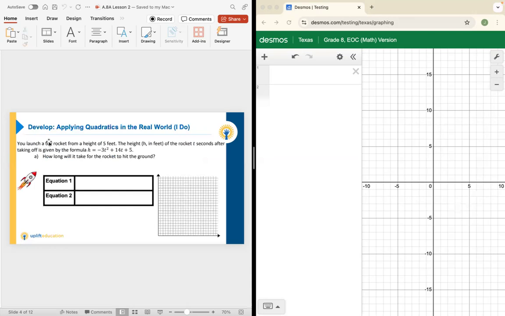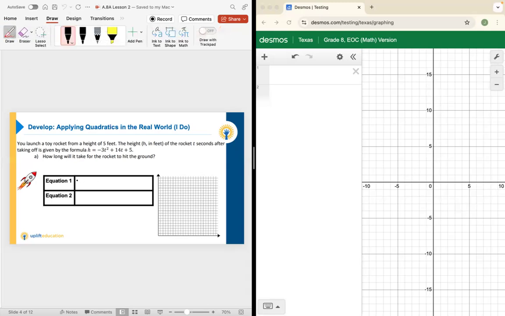We're talking about launching a toy rocket from the height of 5 feet. The rocket is t in seconds and h in feet. After taking off, it's a formula h equals -3t squared plus 14t plus 5. So right now we have already been given our first equation. Of course, I'm just going to use my y and my x here just to make things a little bit easier. So I have y equals. So let's start by rewriting our equation: -3x squared plus 14x plus 5.